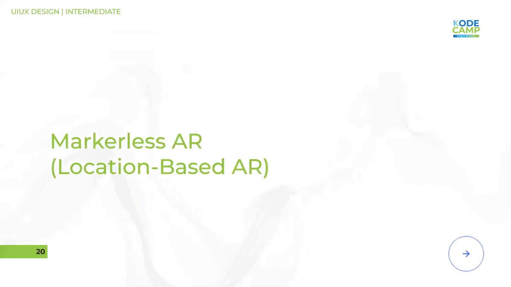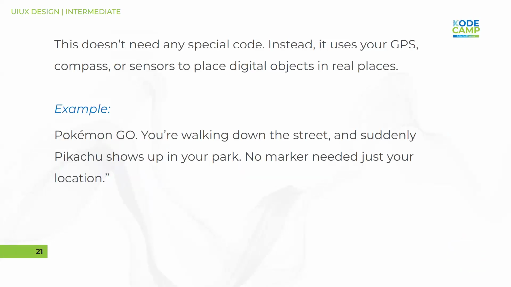So we also have markerless AR. This is location-based AR. This doesn't need any special code. Instead, it uses your GPS, compass or sensor to place digital objects in a real place. So we have Pokemon Go, right? As you're walking down the street, suddenly Pikachu will show up in your park.